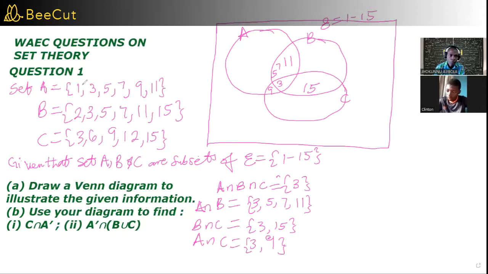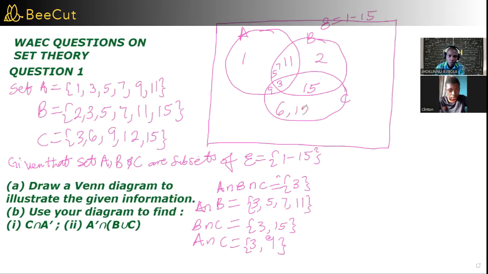Then I compare the circles. In A, I have how many elements? 1, 2, 3, 4, 5, 6. And in A, I already have how many elements? 1, 2, 3, 4, 5. So remaining 1, which is just element 1. Then in B, I have 2, 3, 5, 7, 11, 15, and I already have 5 in that sector. What is remaining? 2. Then in C, I already have 3 here. So remaining 6 and 12.